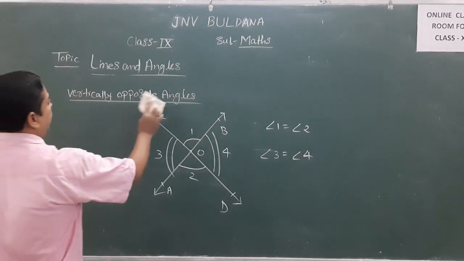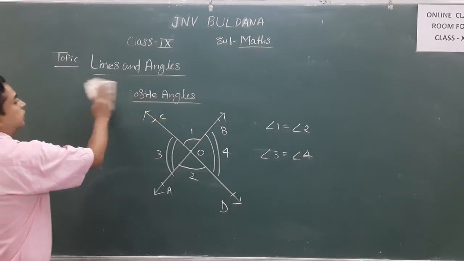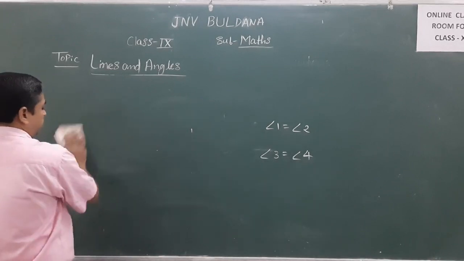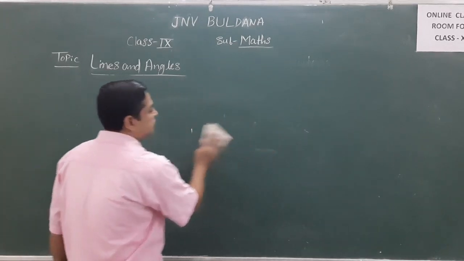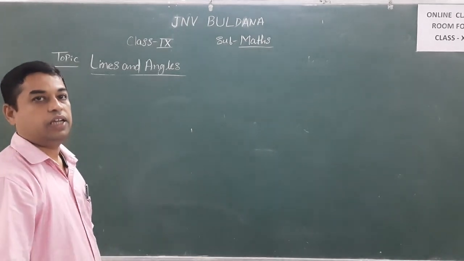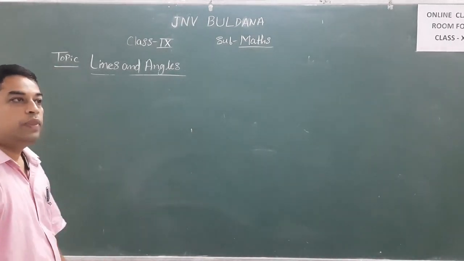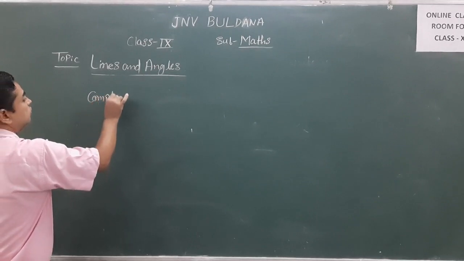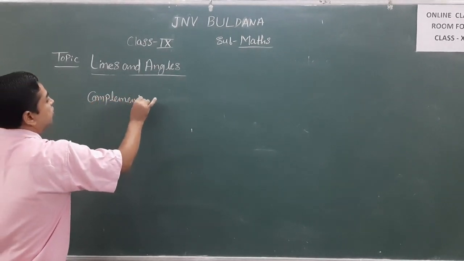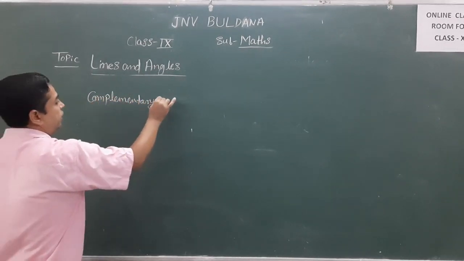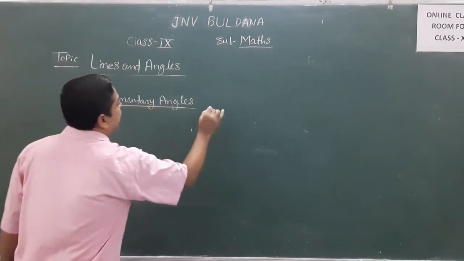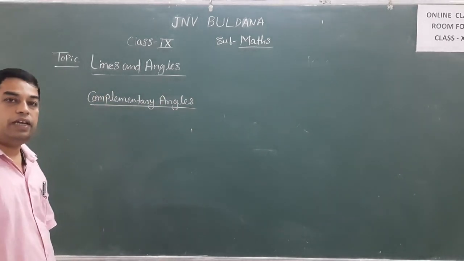So here in lines and angles, all these things we already learned in our previous classes, but once again we are revising them here in the 9th class. After that, complementary angles. What are complementary angles? That also we learned before. Complementary angles: if the sum of two angles is 90 degrees.